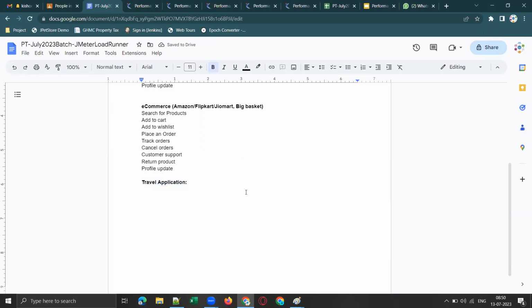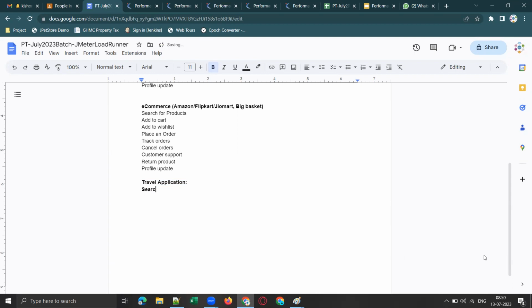TSRTC or irctc.co.in. Booking the trip. TSRTC or any other travel, Make My Trip or Clear Trip, something else, right? So what are the critical business flows for a travel application? Searching for the buses. Booking the trip.